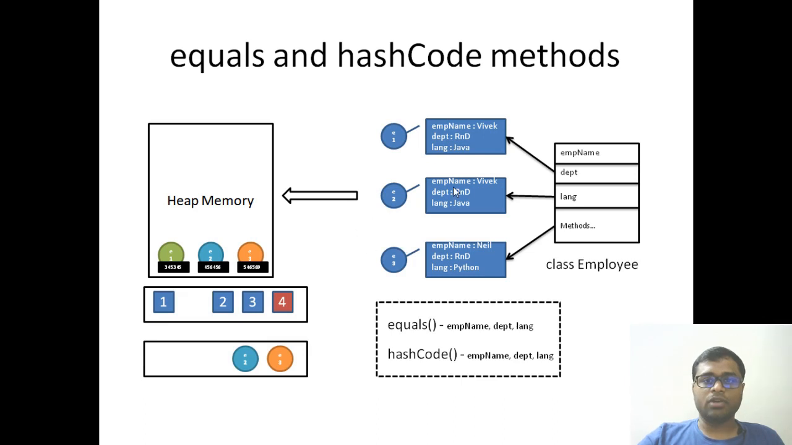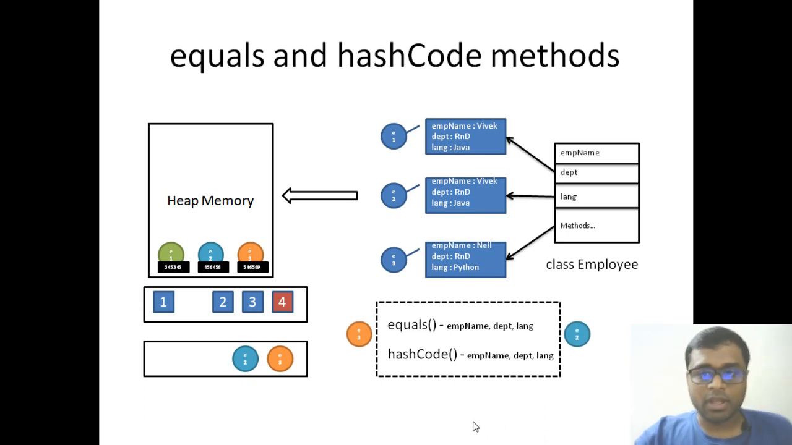Now E2 has the value employee name, which is Vivek, department R&D, language Java. So what exactly do we do to check whether these two objects are the same or not? We are going to use these two methods, equals and hashCode, and compare these two objects against each other. So in the equals method, we'll have to define the instance variables, or basically the values, to compare and see whether E3 is equal to E2 or not.